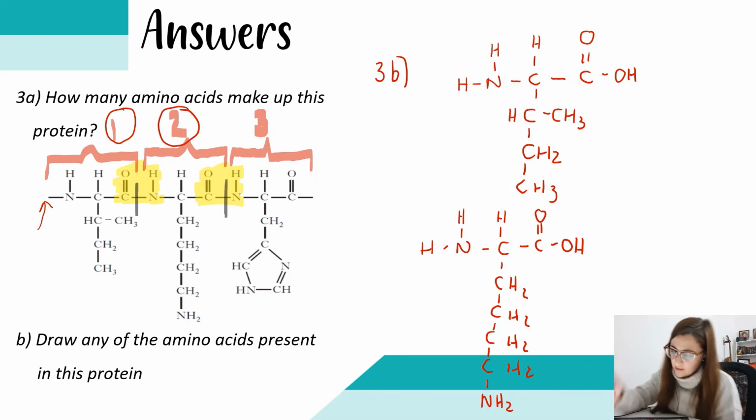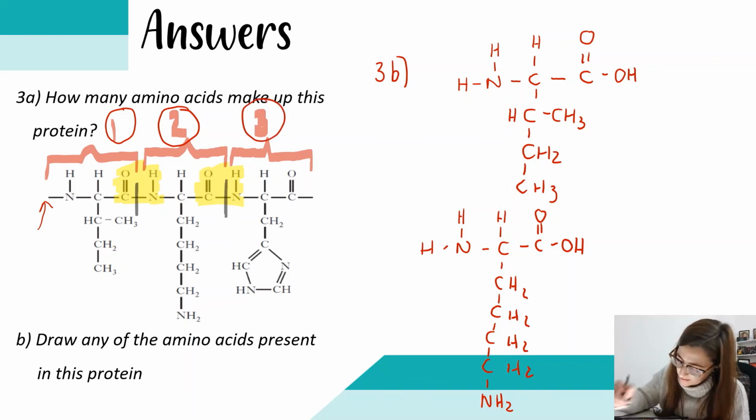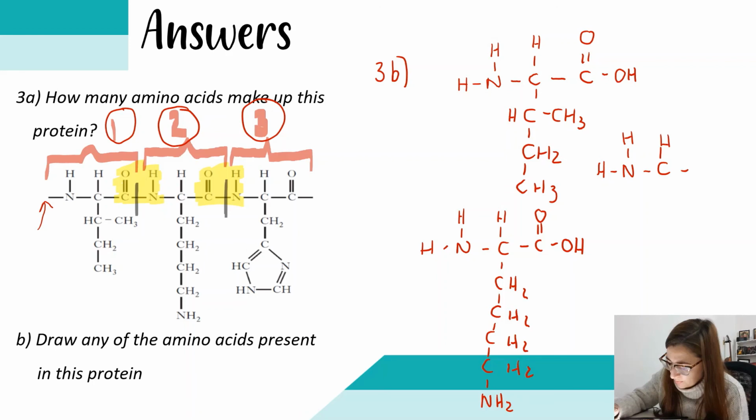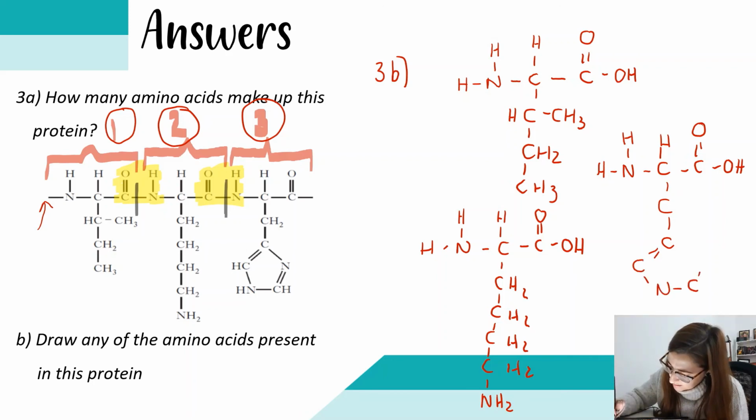Or the final one, hopefully I can squeeze it in here, is amino acid 3. NH, again I'm adding in an H to complete the amino group. CH, C double bond O, and I would need to add in the OH to complete the carboxyl group of the amino acid. And we have this ring down the bottom as well. C, N, C, double bond N, C. Just making sure I add in all the hydrogens where they should be.